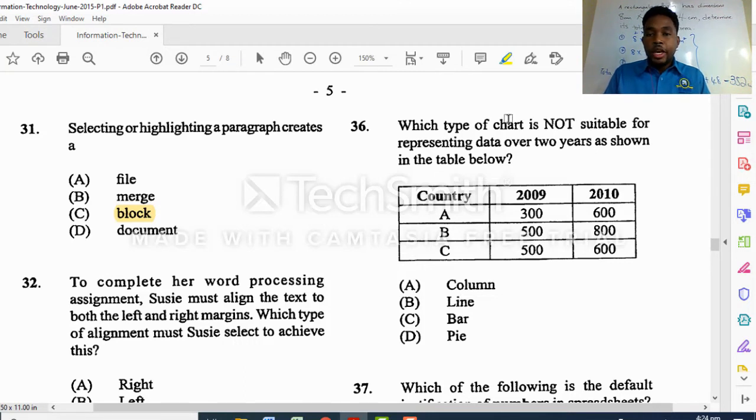It says which type of chart is not suitable for representing data over 2 years as shown in the table here. This information could be represented on a column chart. It could also be represented on a line chart to show increase or decrease. It could also be used to represent your bar chart. When it comes to a pie chart, it is best suited if we use just one set of data. To put 2 sets of data on the pie chart would be a little bit difficult to do. So the pie chart here would not be suitable for representing data. It would not show a good representation here.